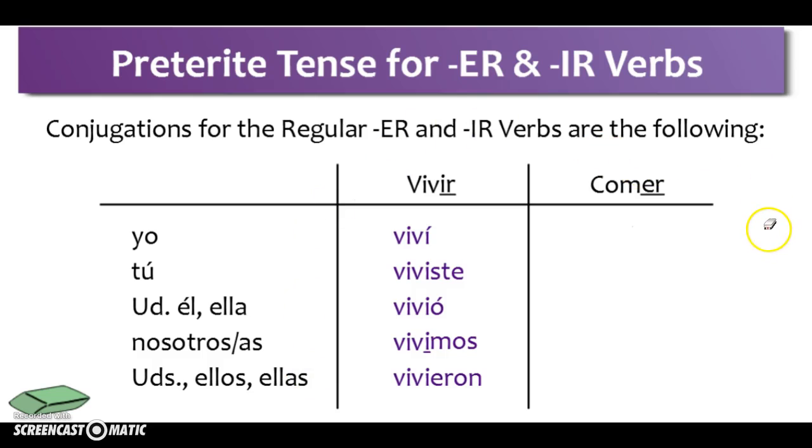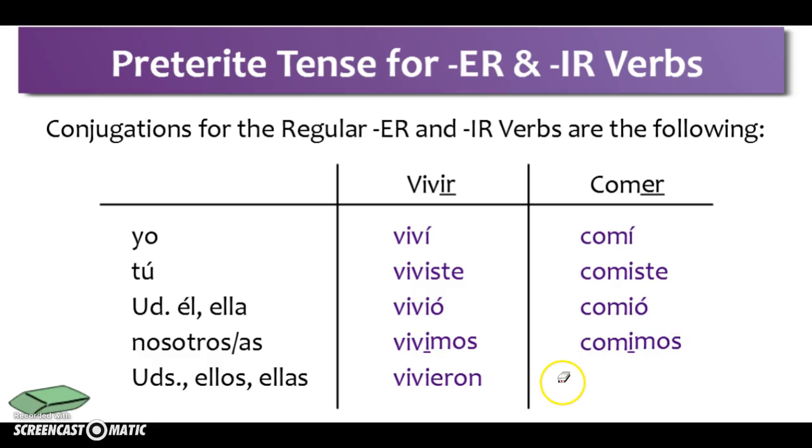Now let's look at comer. Comer, for yo comí, tú comiste, usted, él, and ella comió, nosotras and nosotros comimos, and ustedes, ellos, and ellas comieron. Notice again, all the conjugations in the preterite tense for a regular ER or IR verb are exactly the same. That was true also in the present tense with the exception of nosotros and nosotras. But in the preterite tense, those also conjugate the same with an imos ending.